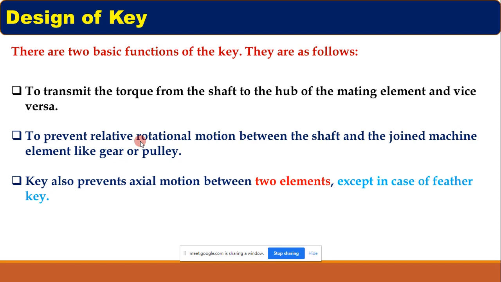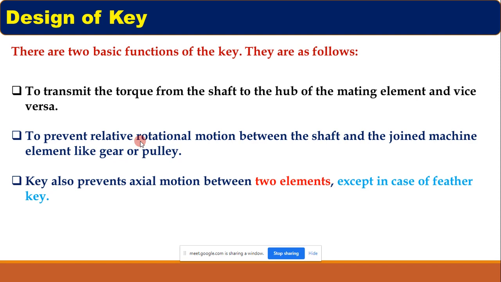So this relative motion means there is a difference between the RPM of the shaft and the RPM of the gear, and this occurs in a situation where a key is not used. This basically happens because of slippage. The gear will keep on slipping on that shaft because there is no key.